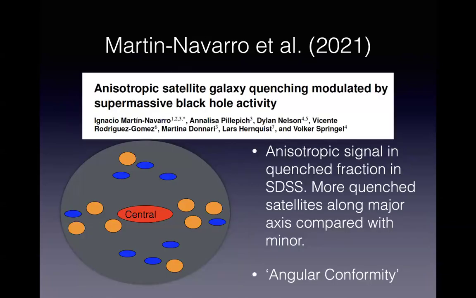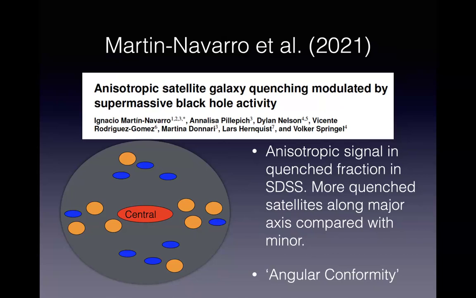This isn't their awful cartoon, this is mine. This was their paper. Basically what they're finding, according to my little cartoon, is that if you have a central galaxy in your halo, I might keep calling this the BCG. That's what it would be in a cluster, a brightest cluster galaxy. But obviously in the 10 to the 12 halo, it would just be the brightest galaxy, the central.